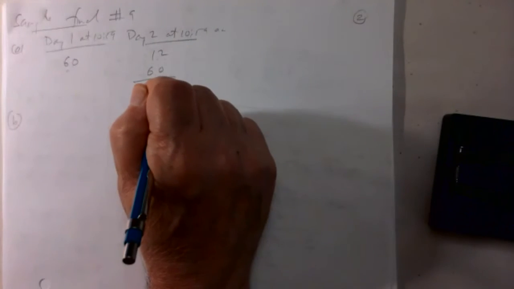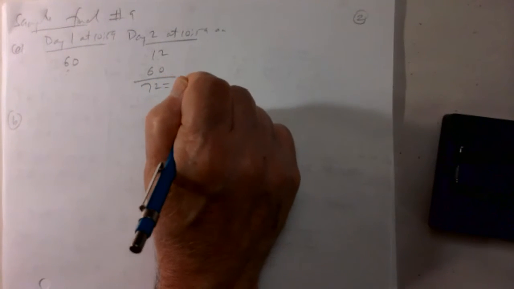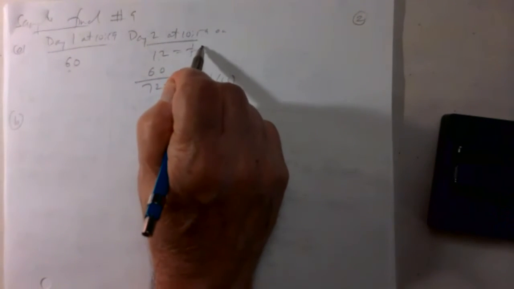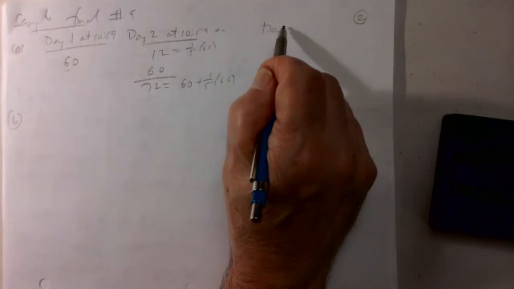But the hard part is part B. Use a geometric series to compute the amount of painkiller in the body after a very long time of treatment. That means after, let's say, n days have gone by. So what is this 72? This 72 is 60 plus 1/5 of 60. That's how we got this. What would happen on day 3? Just to get an idea about how to do part B.